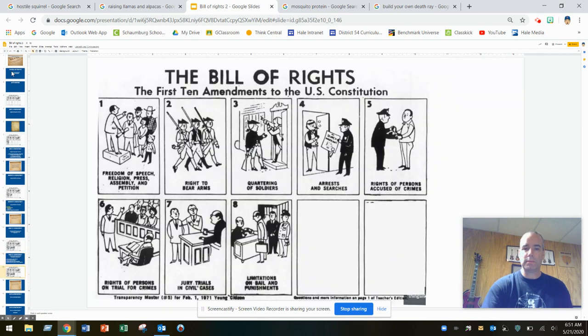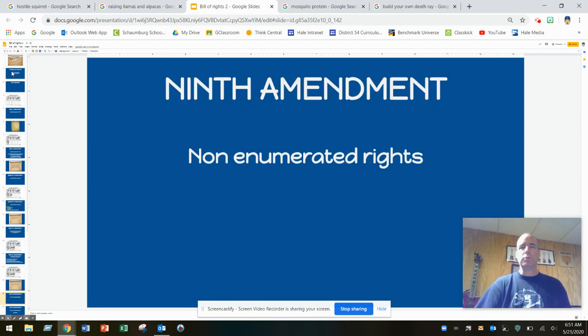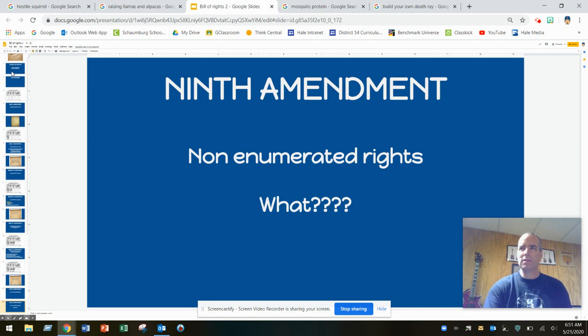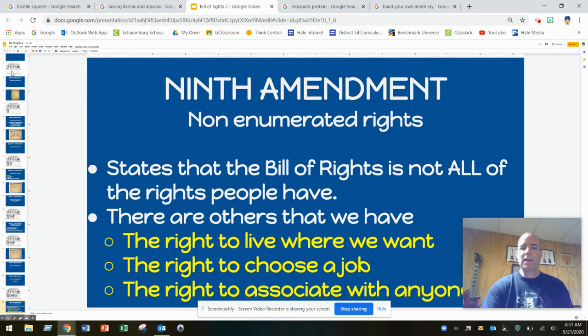This is a good one. Number 9, it's hard to really explain it, but it really comes down to non-enumerated rights. What? I kind of don't make sense out of that just thinking about it, but here's what it really boils down to. It just responds to the fact that not everything and not every right we have is listed in those first 8 amendments. There's more there that's underlying. It's not all laid out.